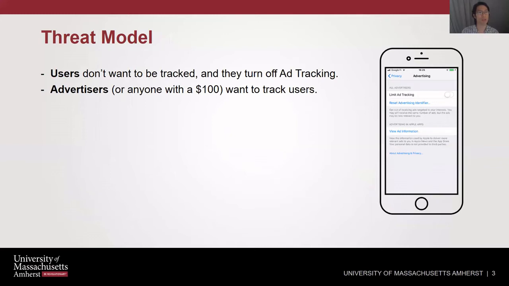So to be clear, our threat model is that users don't want to be tracked. And so as you see on the right, there's an option to turn off ad tracking. This is disabling the advertising identifier. On the other hand, advertisers want to track users. And an advertiser can be a company or it just can be a person with $100 who signs up and pretends to be a company.